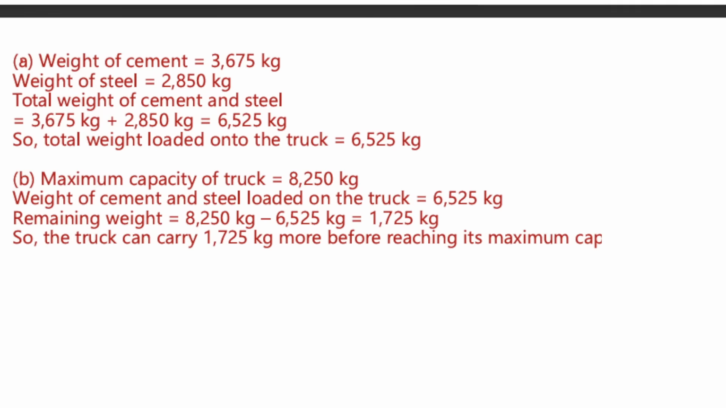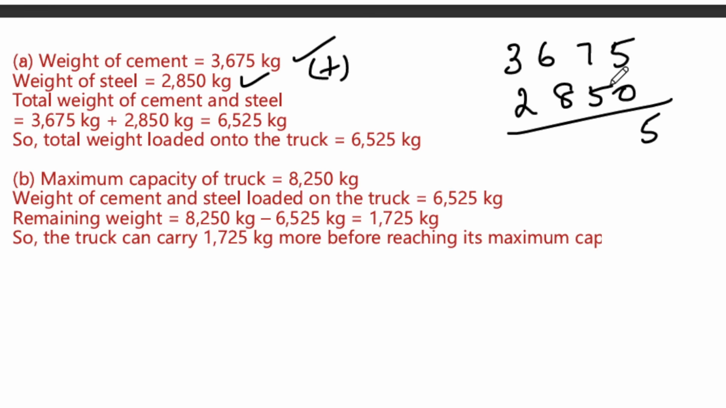Take the black pen. Okay. So the weight of the cement is 3,675 kg. Weight of steel is 2,850 kg. So total weight of the cement and steel, what you have to do, you have to add these two. So 3,675 kg plus 2,850 kg. So 3,675 plus 2,850.